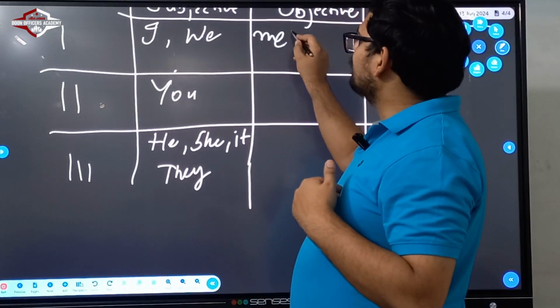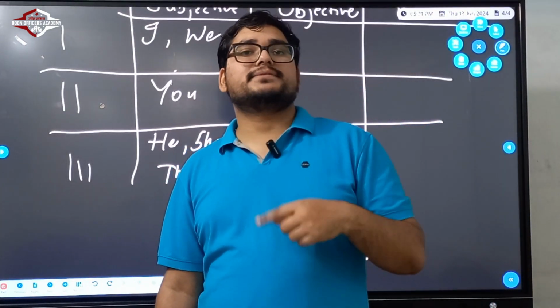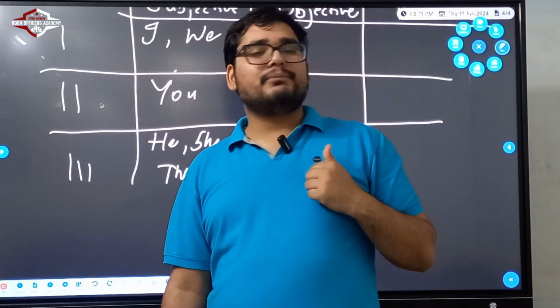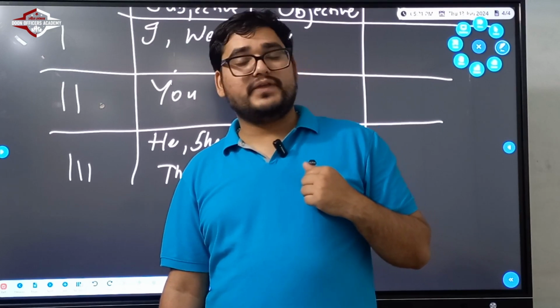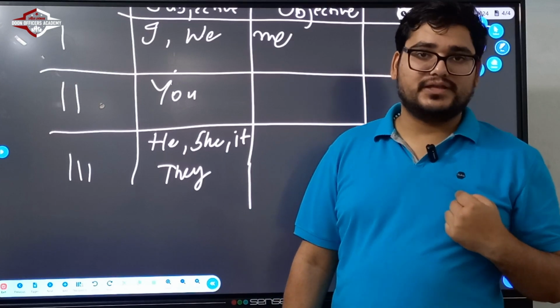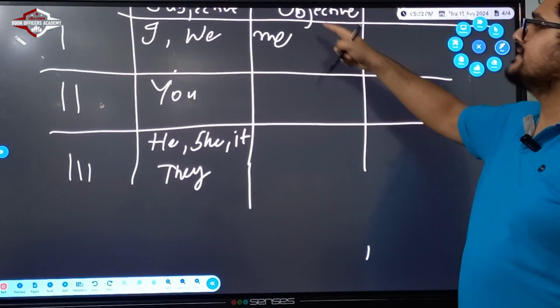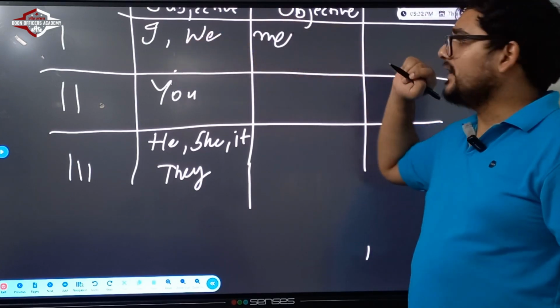So I changes to me, because in the later sentence, that is, you speak to me, I am not the doer of the action speaking. You are the doer of the action and I am the receiver, that means the object. Hence, I need to use the pronoun in objective case. Hence, instead of I, use me.